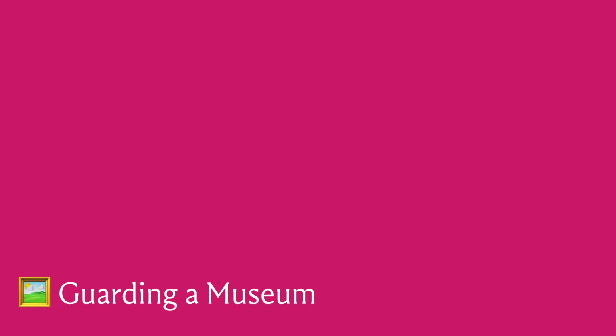Okay, so let's continue with our second example of an optimization problem where the natural greedy strategy in fact does not work. So this problem is called guarding a museum with some guards. So let's take a look at the problem statement.